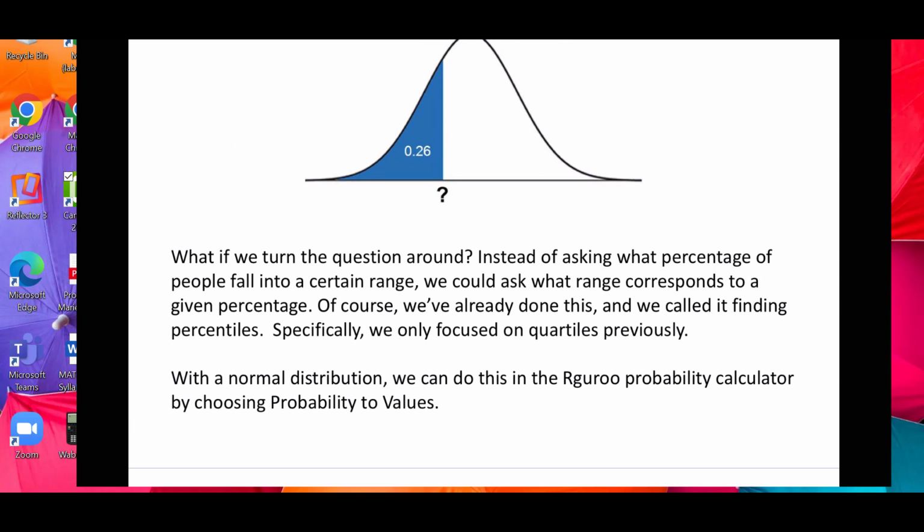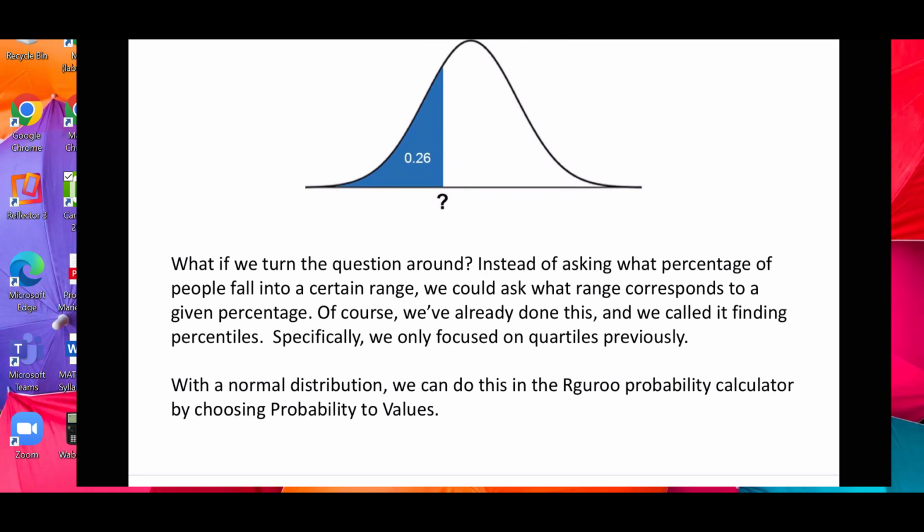Anytime they ask for a percentile, anytime they ask for a quartile, anytime they ask for a percentage that corresponds to a boundary, anytime they ask for a boundary that corresponds to an area or a percentage, there we go. I think I said it right that time. You would do the opposite. Instead of clicking values to probability, you would click probability to values.